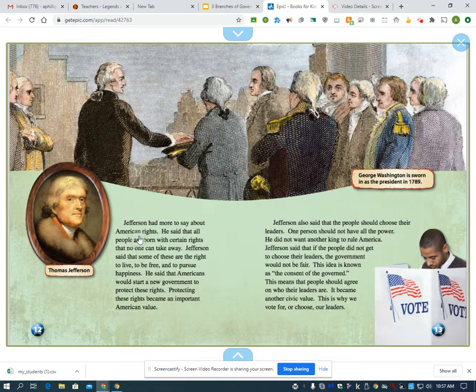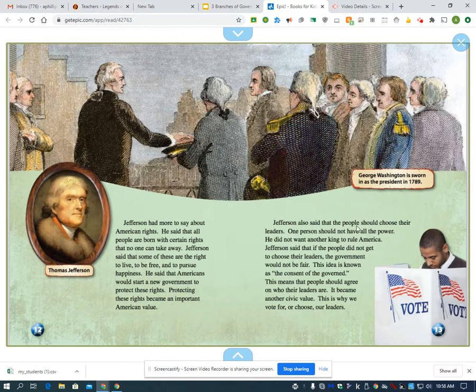Jefferson had more to say about American rights. He said that all people were born with certain rights, that no one can take them away. Jefferson said that some of these are the rights to live and to be free and to pursue happiness. He said that Americans would start a new government to protect these rights. Protecting these rights became an important American value.